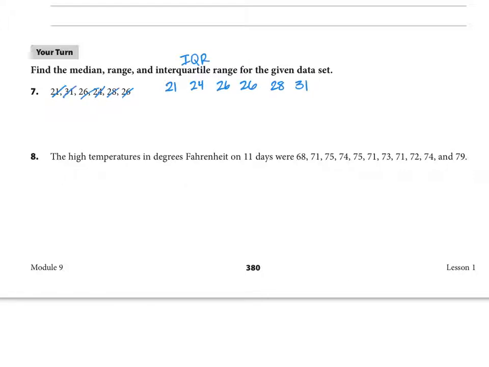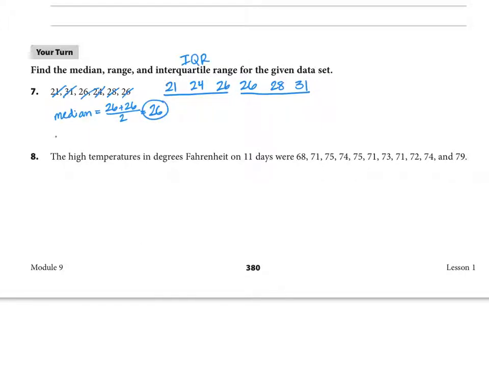Okay, so the first thing that we'll do is we'll find the median. Here is 3 numbers and 3 numbers here. I do have 2 middle numbers, so my median is the average of 26 and 26, which, I am still going to show this thinking of how we find it, but it's simple. We're still going to get 26 there.